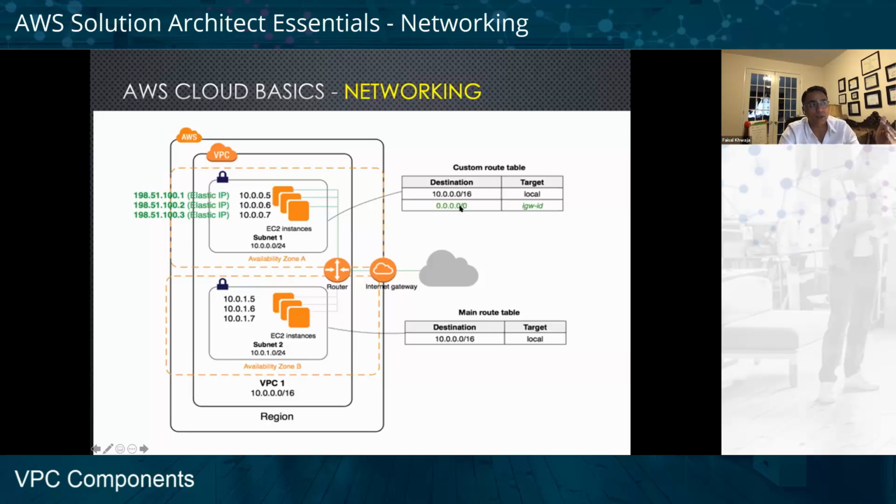So 0.0.0.0/0. Every traffic that is coming in with this IP address range would be going into this internet gateway to this subnet. So this is a custom IP. You can address it. These are the elastic IP addresses.